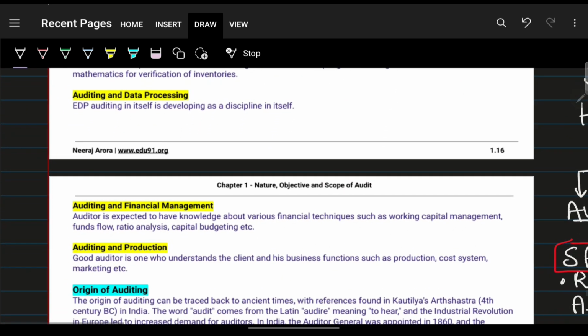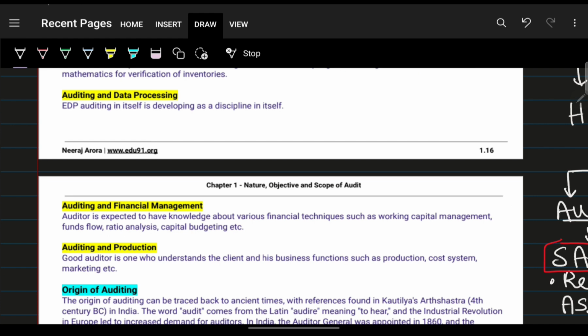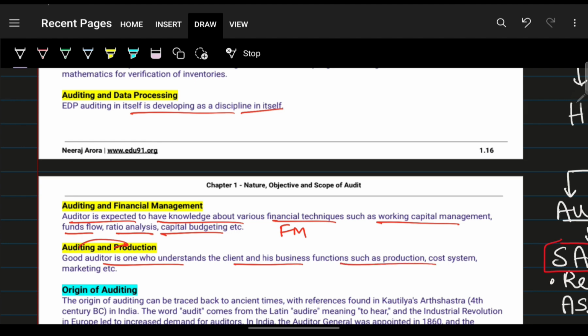Next, auditing and data processing, EDP. EDP auditing is a discipline in itself, right? And the auditor is expected to have knowledge of financial techniques such as working capital management, fund flow, ratio analysis, and capital budgeting. Basically, everything that is there in FM. Auditing and production: a good auditor is one who understands the client and his business functions as a production and cost system.